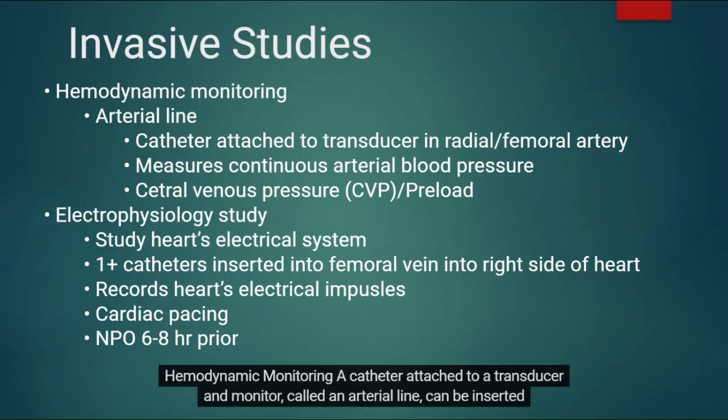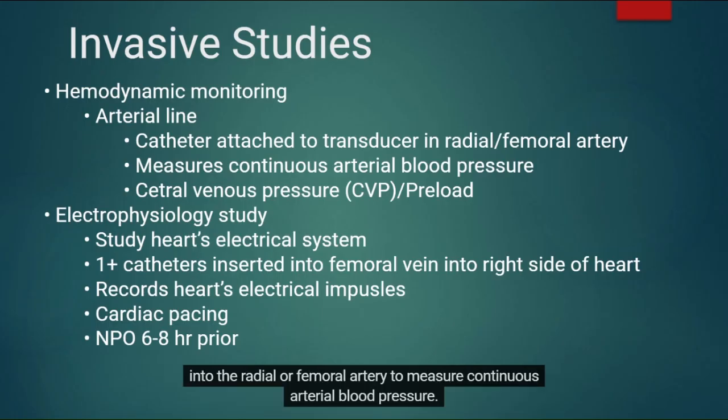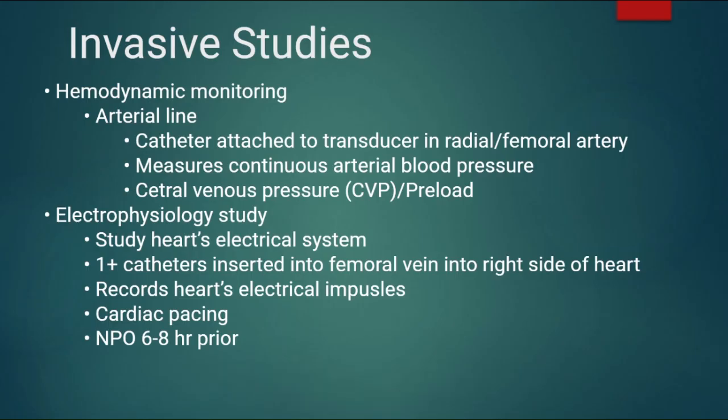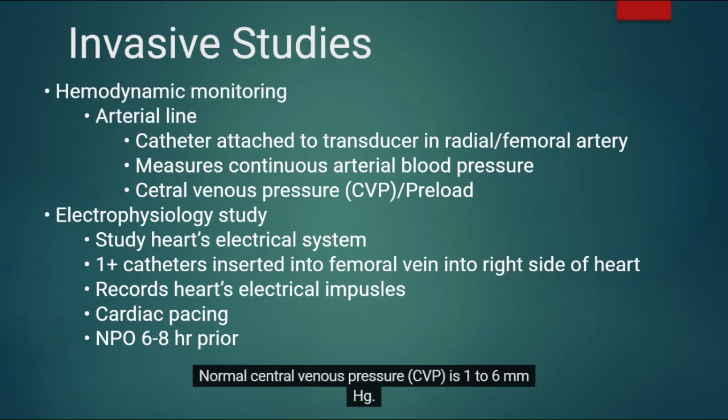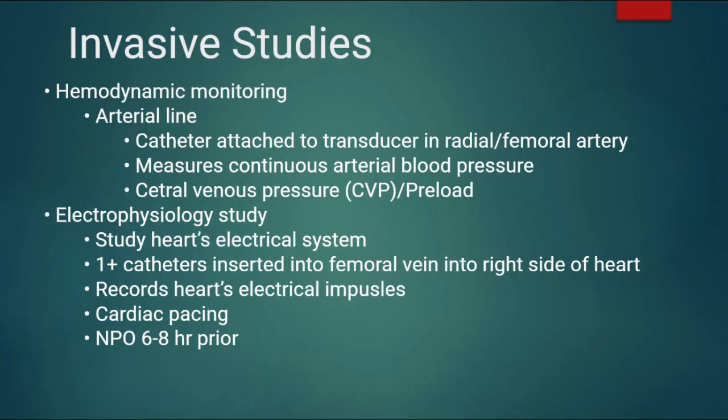Hemodynamic monitoring: a catheter attached to a transducer and monitor, called an arterial line, can be inserted into the radial or femoral artery to measure continuous arterial blood pressure. A catheter inserted into the vena cava or the pulmonary artery can monitor pressure. Normal central venous pressure, CVP, is 1 to 6 millimeters Hg.